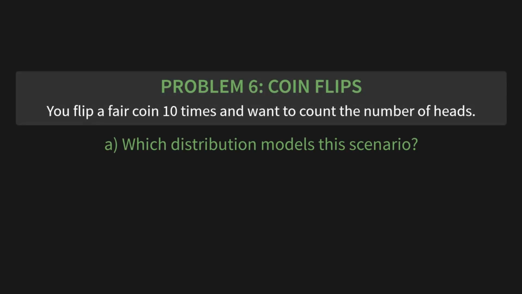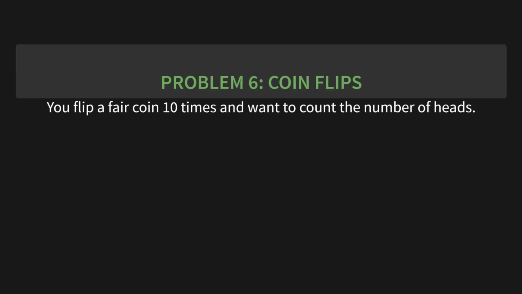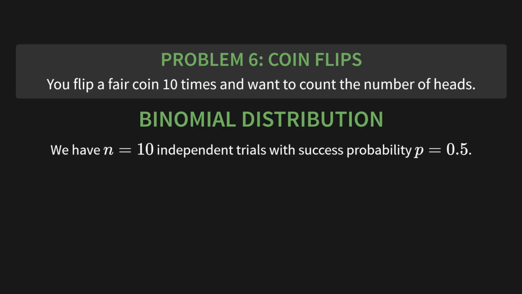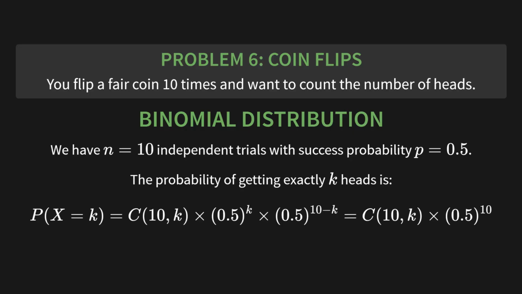Problem 6. Coin flips. Imagine this. You flip a fair coin 10 times, and you want to count the number of heads. So, for part A, which distribution models this scenario? The key hints are that we're counting successes in a fixed number of trials. If you guess the binomial distribution, you are absolutely correct. We have n equals 10 independent trials, right? And the success probability, p, for a fair coin is 0.5. The formula for getting exactly k heads is right there on the screen.